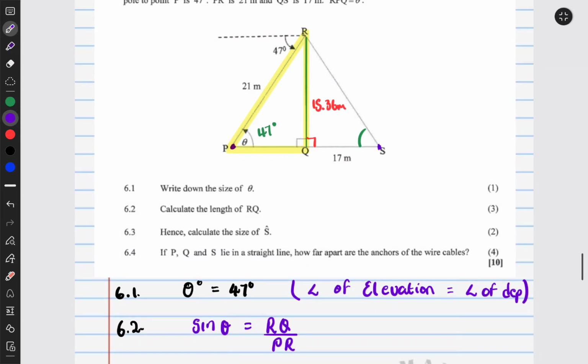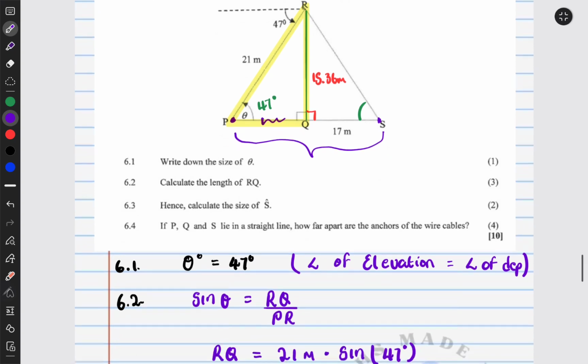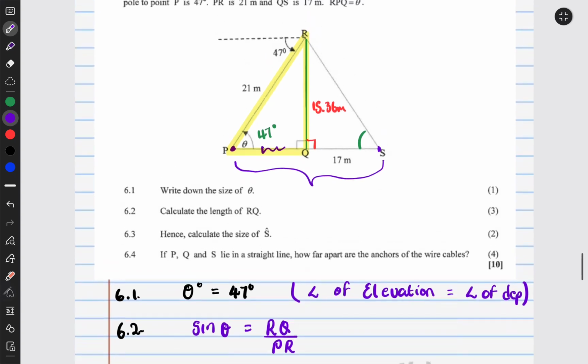So we are essentially asked to calculate the distance of PS. When they say how far apart are the anchors of the wire cables, we have to calculate the distance of PS. To do that, what do we have to do? We have to calculate side PQ, because we already know that QS is 17. We haven't calculated PQ yet, so we calculate PQ and then add the two. That will give us the length of PS.